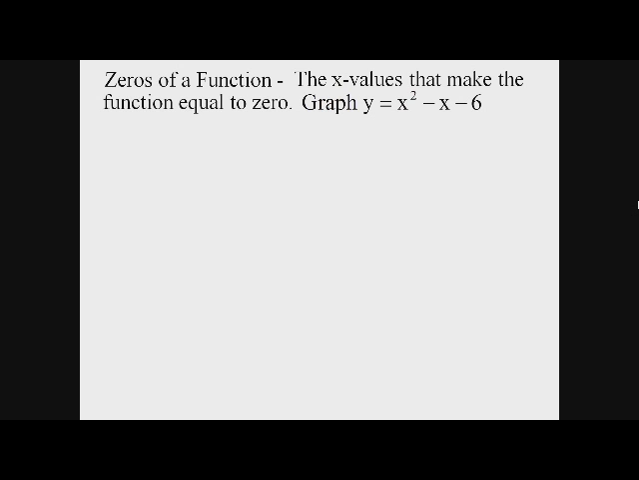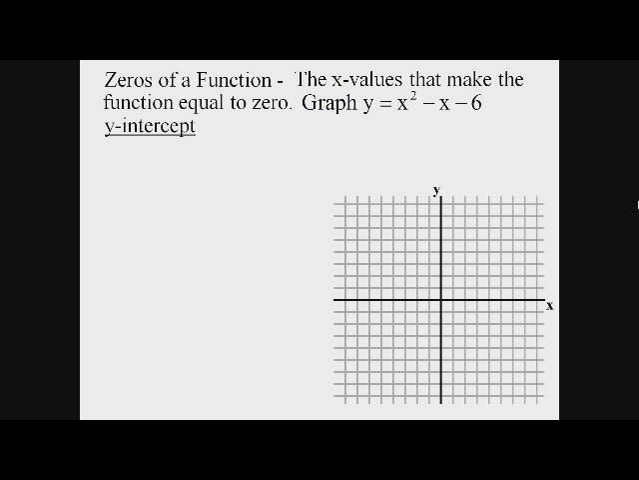Let's graph y equals x squared minus x minus 6. When you want to find the y-intercept of any function, what you do is you set x equal to 0. Now when you do that in this quadratic, the quadratic term and the linear term both drop out, and you're left with the constant term, y equals -6. That's going to be your y-intercept. That c value will always be the y-intercept. So I'll plot that on the graph.